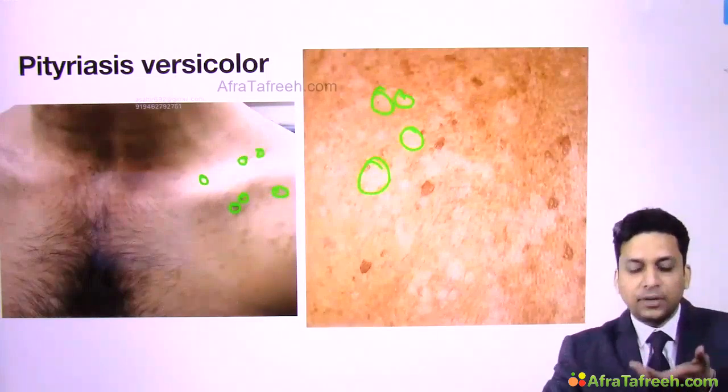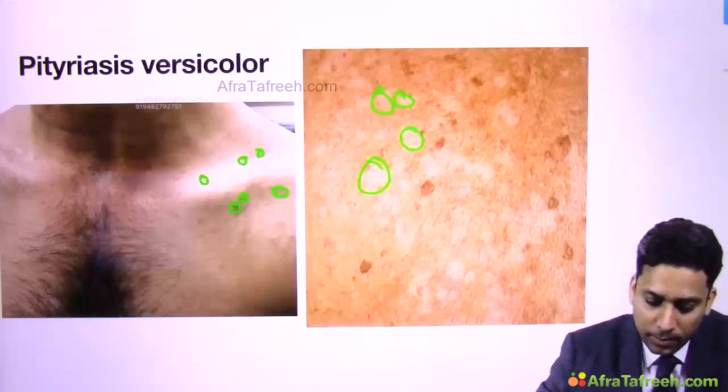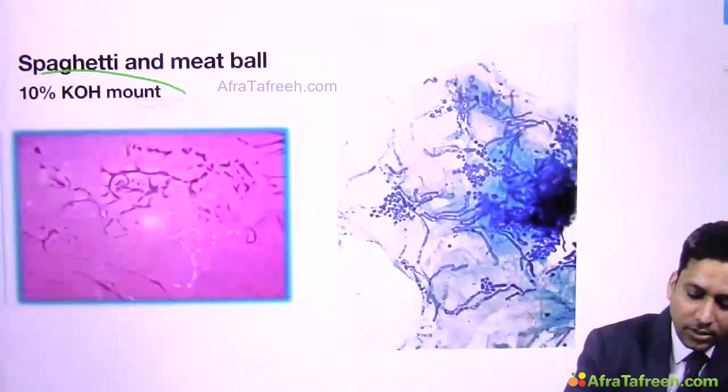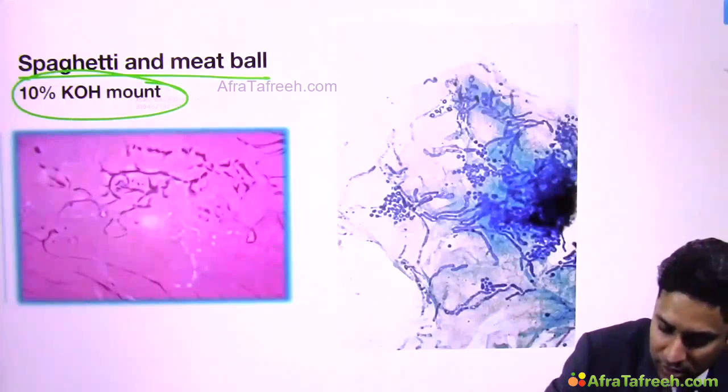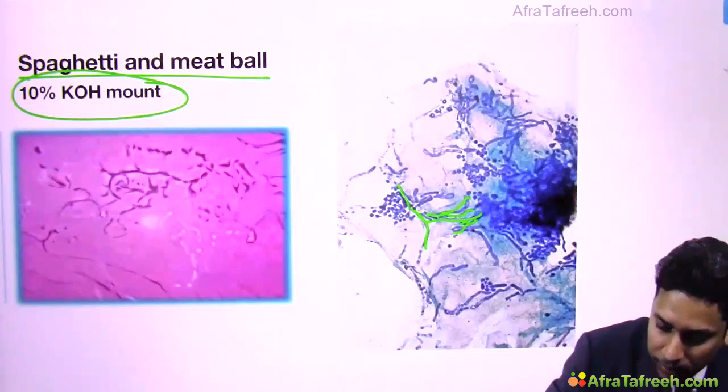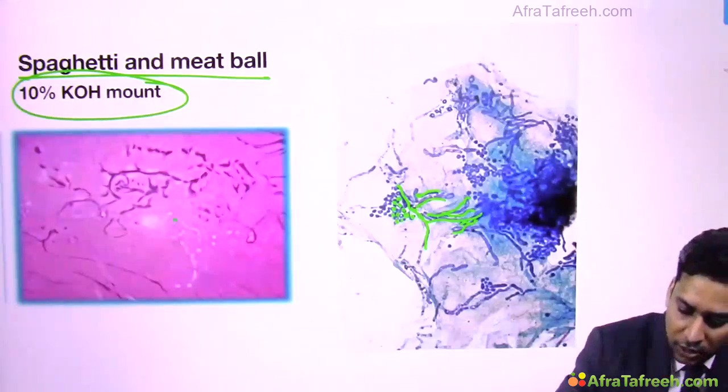Site commonly is upper trunk, so upper chest, upper back, shoulders. If you prepare 10% KOH mount, you will get spaghetti and meatball appearance. You can see these septate hyphae or mycelia which looks like noodles, and you can see these small fungal spores which look like meatballs present in them. Similarly here you can see this mycelia and these are the meatballs.